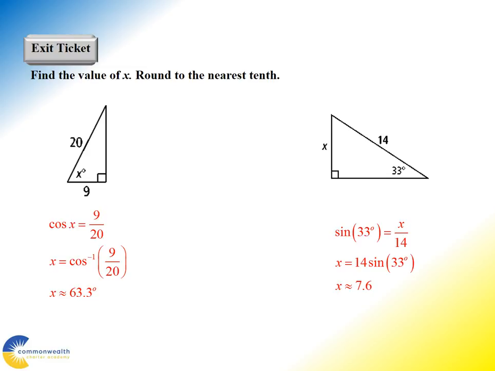Solving for x, I'm going to multiply both sides by 14 and get 14 times the sine of 33 degrees, which means x would be approximately 7.6. That's the end of these two.